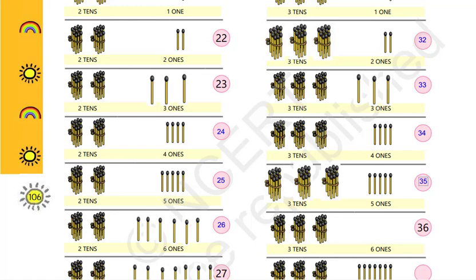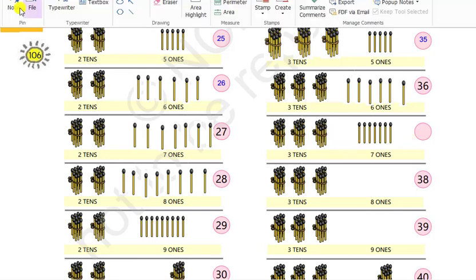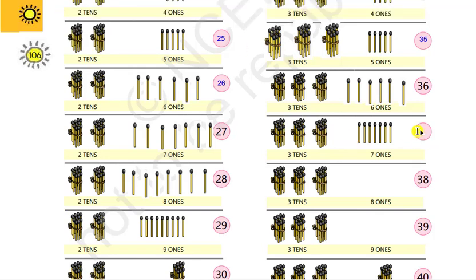Next is 36. So 36 is 3 tens and 6 ones. Similarly here we have to draw 6 loose matchsticks. Let us do that. So here I have drawn 6 loose matchsticks. So finally it is 3 tens and 6 ones, which is equal to 36. Next is 37, which is 3 tens and 7 ones. So here there are 3 bundles and 7 loose matchsticks. So here we will write 37.